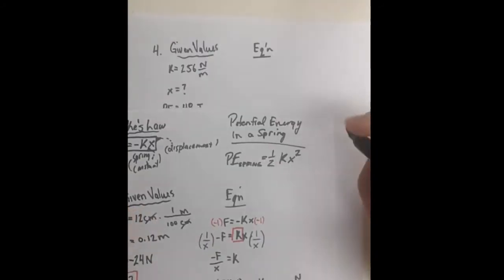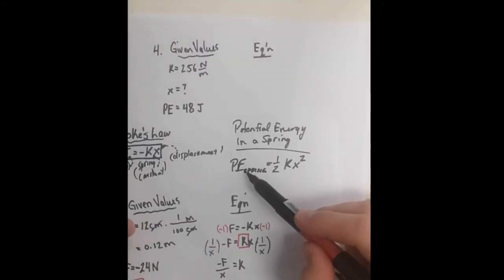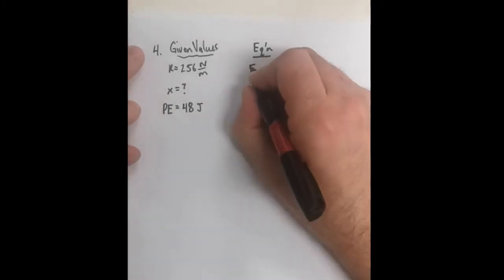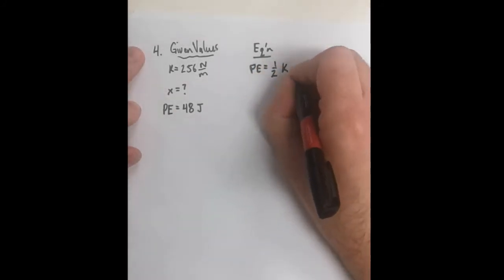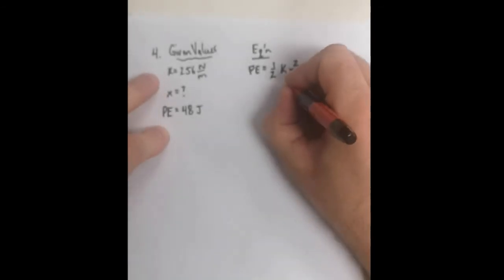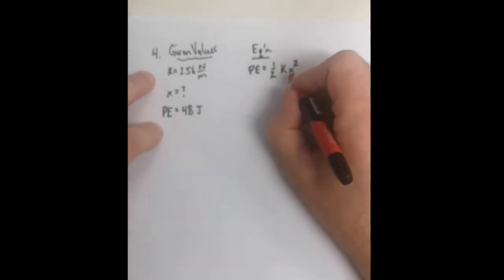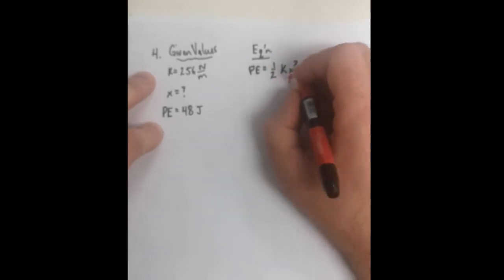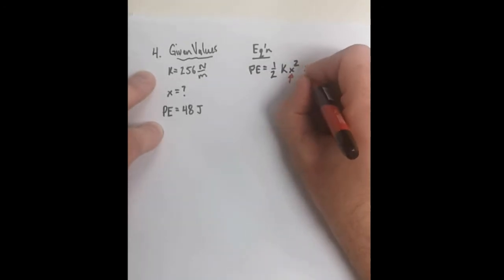Which equation are we going to use? Well, there's only one equation that includes potential energy, and that's the potential energy in a spring equation. Now we're trying to isolate x. To isolate x, we're going to have to eliminate all of the other variables on this side of the equation to get x all on its own. Let's start by multiplying both sides by 2.